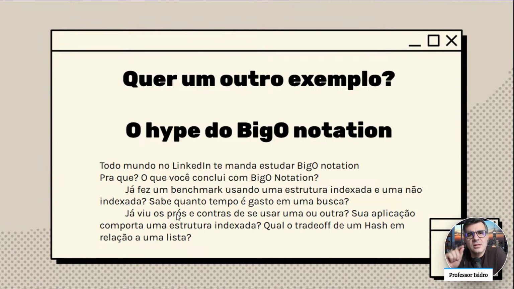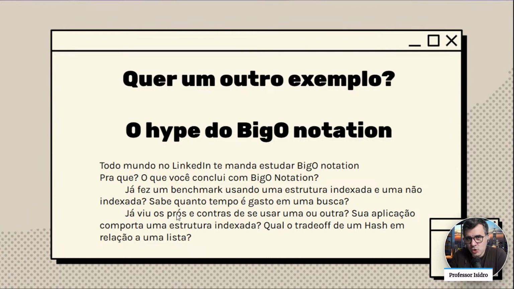But what does big O notation mean in the real world? For example, if you have to search for an element in a simple list, an ArrayList in Java, what does it mean compared to a search for an element in a hash map? What is the difference between a non-indexed structure and an indexed structure? List doesn't have indexation. Hash map does have indexation.